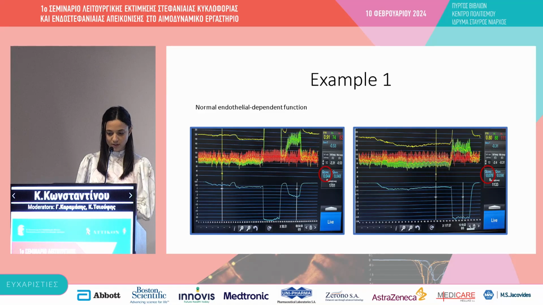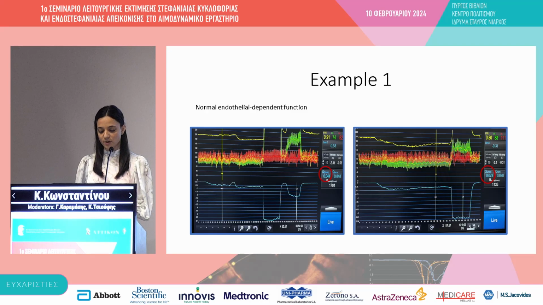And I've got a few examples here. So this is someone who's got a normal endothelial-dependent function. We can see on the left, the resting coronary flow is 0.044 liters per minute. With acetylcholine infusion, it increases to 0.078 liters per minute. So that's an increase of more than 50%. So this patient has a normal endothelial-dependent function.